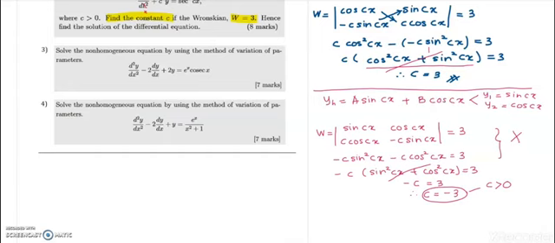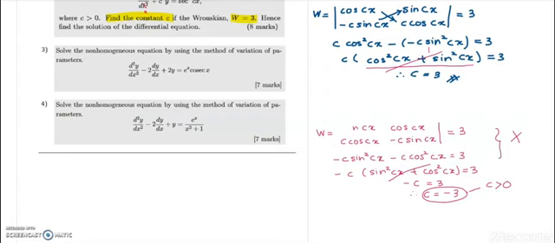I'm going to wipe this incorrect solution here before we proceed to the U and V.